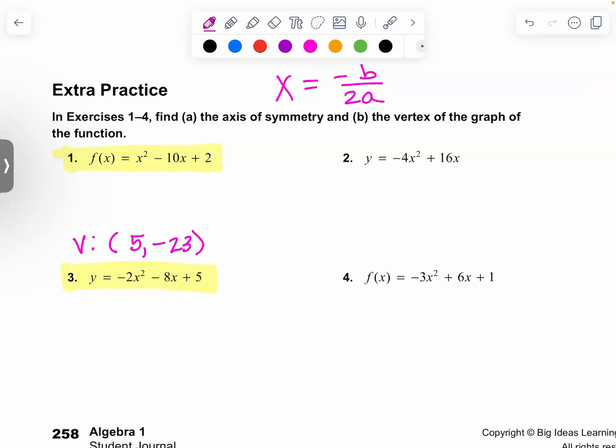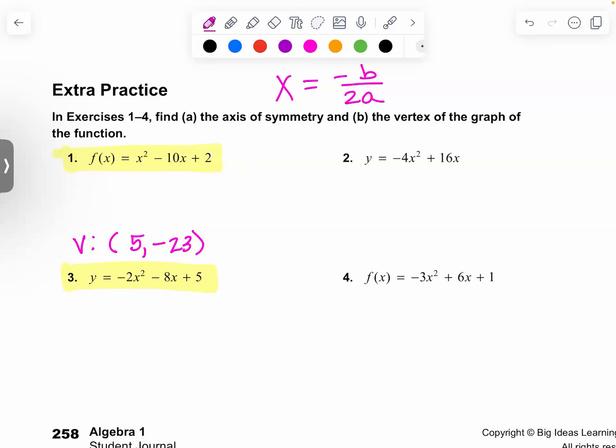Yes. So x is negative b over 2a. What's b? So negative b over 2a. So we have 10 over 2, which is 5. Okay, so that's how we got this.